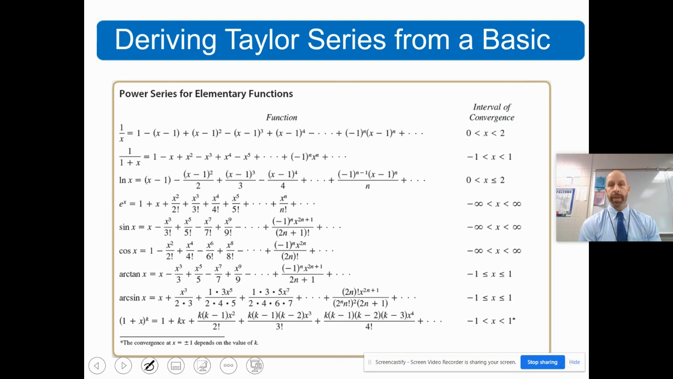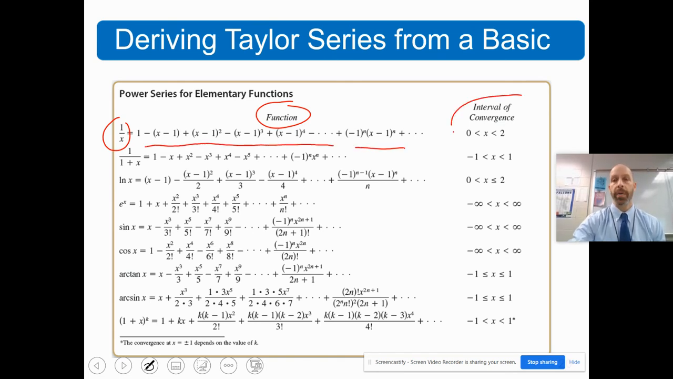And now finally, we'll end this presentation with a list of common power series. So for example, 1 over x is given here. Notice that on the left is the function. So here's our function, 1 over x. Here is the expanded form. Here's the nth term. Here's the interval of convergence. Here we have 1 over 1 plus x. That should look very familiar. That should look a little bit like our geometric series.